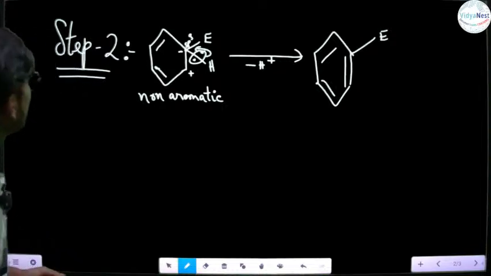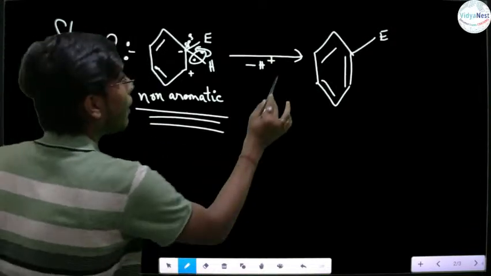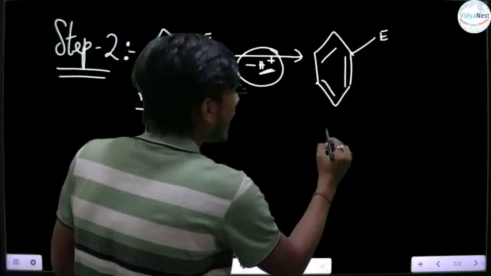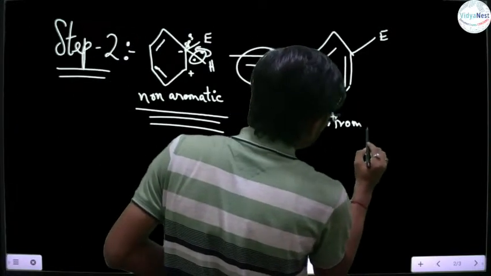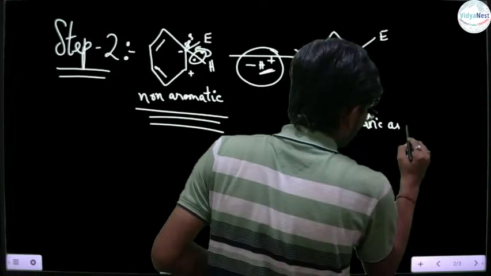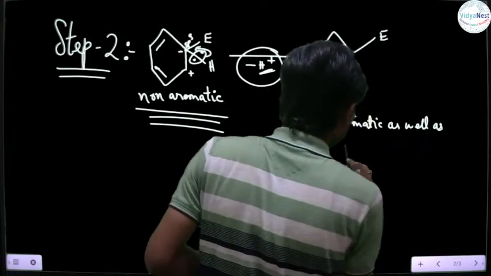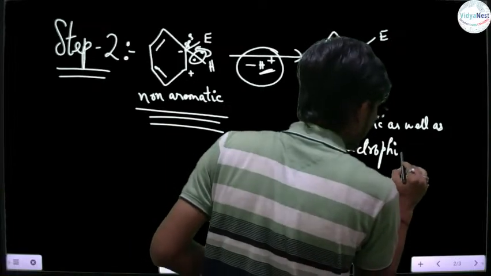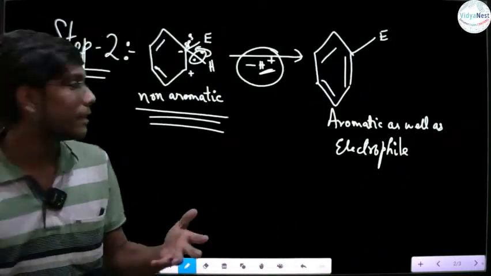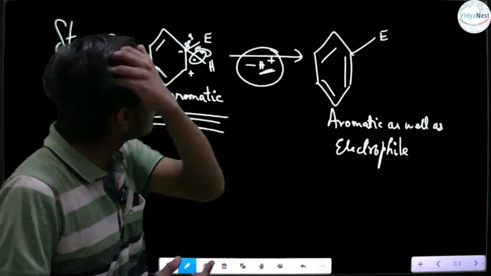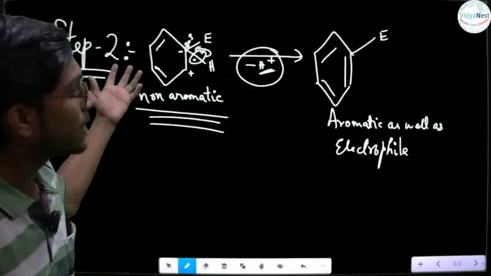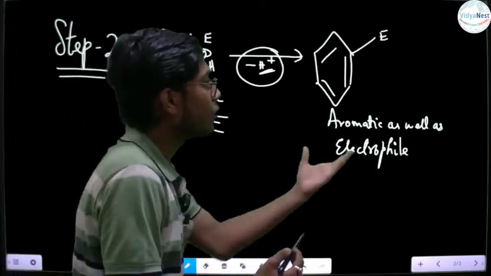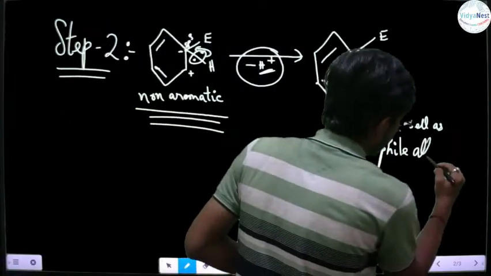So if we observe that again from a non-aromatic substance, by the elimination of the H+ ion, we have obtained again aromaticity. Again we have got an aromatic as well as electrophile substituted product, right? Because we were going to substitute an electrophile. That was our main focus in this particular reaction, that we need to substitute an electrophile to this benzene ring. So we have been successfully able to do so by the help of these 2 steps of this reaction. So aromatic as well as electrophile attached. Okay.